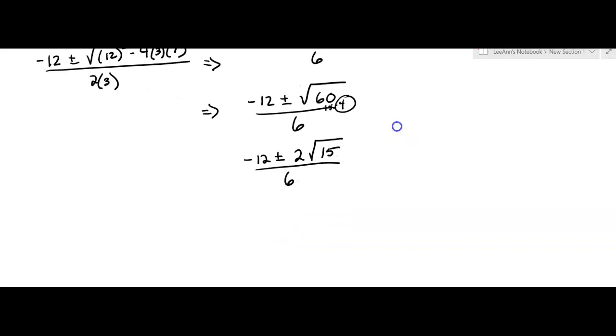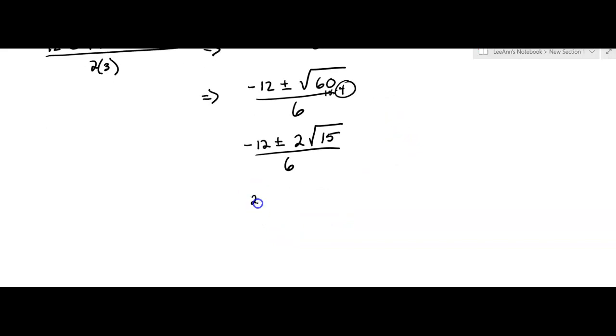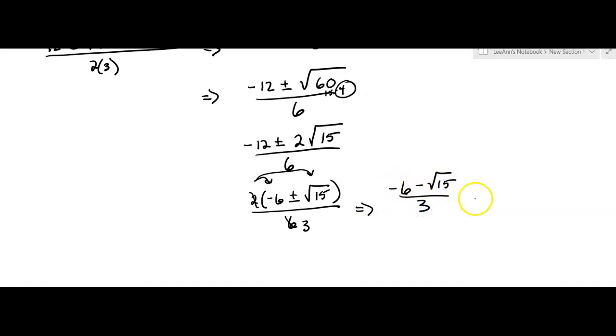Now we can do a little bit more, because in the numerator we could factor out a 2. So you think about 2 times negative 6 is negative 12, and then 2 times the square root of 15 would be 2 times the square root of 15. Now 2 cancels with 6, and putting that as a 3. And so I have two answers, negative 6 minus the square root of 15 over 3. And I would write it that way. And then negative 6 plus the square root of 15 over 3. And then those are going to be the two solutions right there.